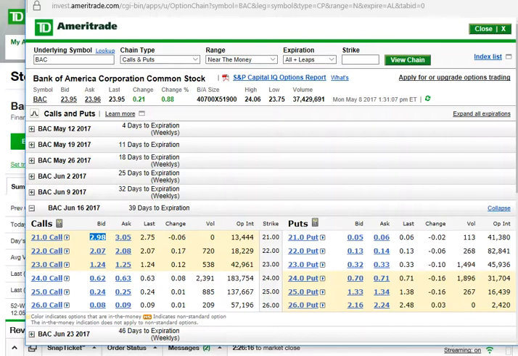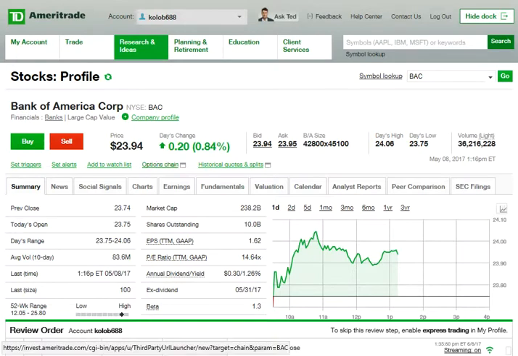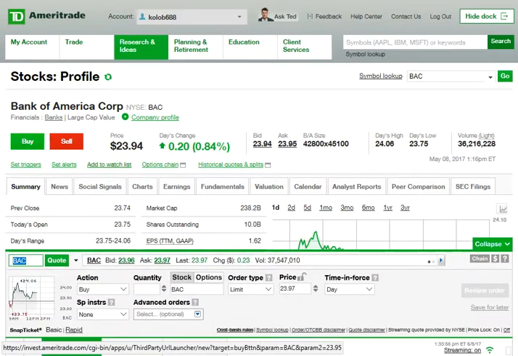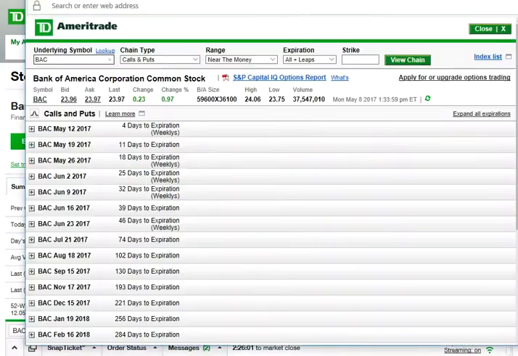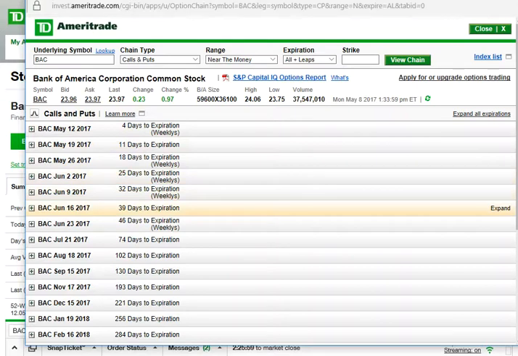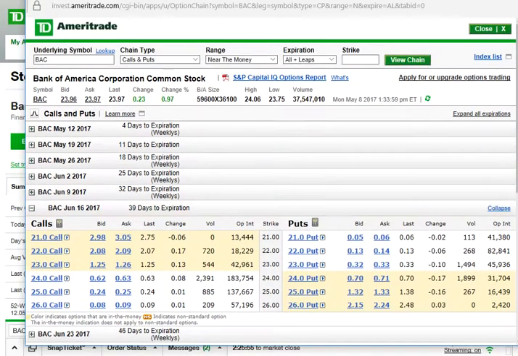Okay, so that's a basic rundown of how to read a stock option. So again, going back to the start, if you want to buy a stock, you just click on the buy button and you put in all the info, right? But if you want to buy an option, click on the option chain, pick a time length, and then pick the price of the stock option that you want to buy or sell based on what price you think Bank of America is going to go to.